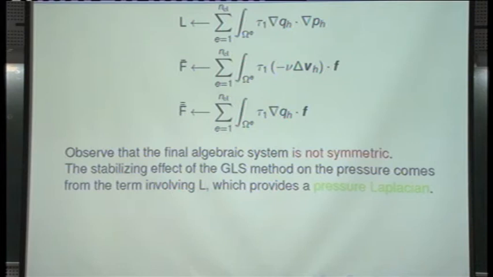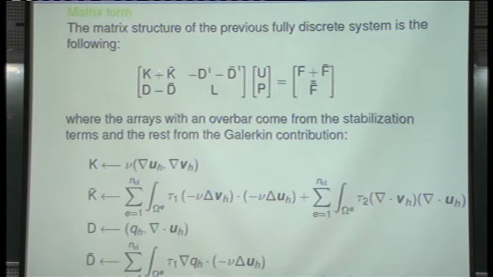By the way, the Stokes system, if you take the bar matrix equal to 0 and L equal to 0, is not symmetric, but can be easily symmetrized just by putting a minus sign in the continuity equation, because we have here minus D transpose and D, so we just put a minus here, and that is equal to 0, okay? Because we have a 0 originally.